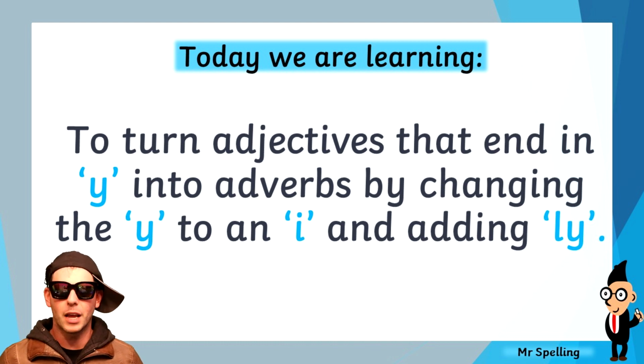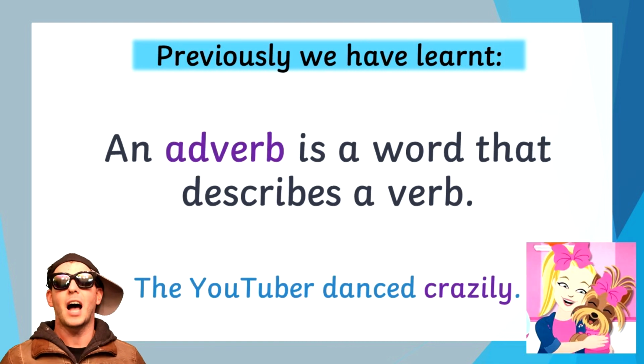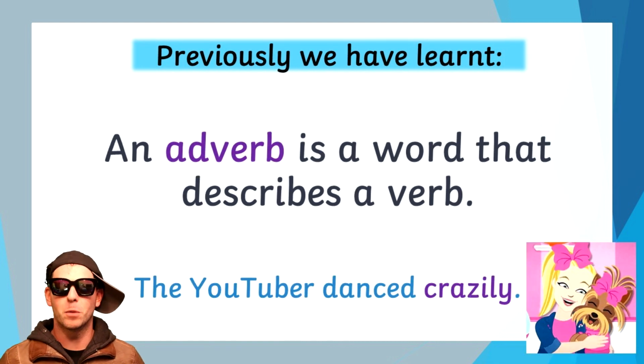Today, we are learning how to turn adjectives that end in Y into adverbs by changing the Y to an I and adding ly. But before we get to today's lesson, let's have a look at what we should already know. Last time we learnt an adverb is a word that describes the verb. So if I had the sentence, the YouTuber danced crazily, crazily is the adverb in that sentence, and it is describing the verb danced. How did the YouTuber dance?